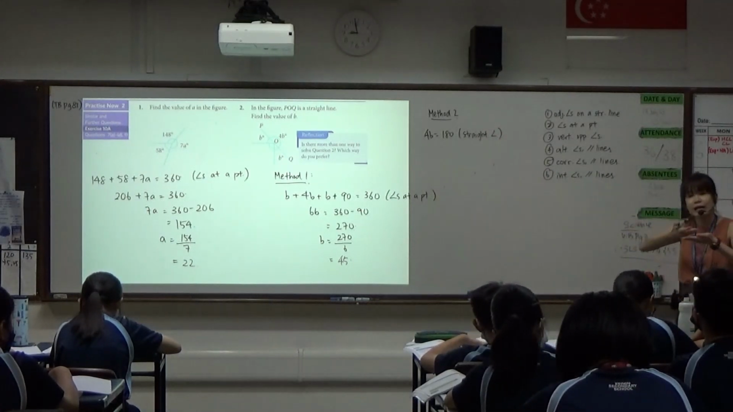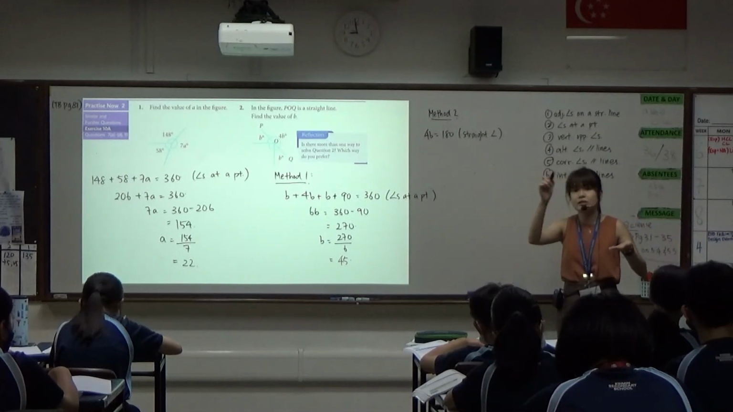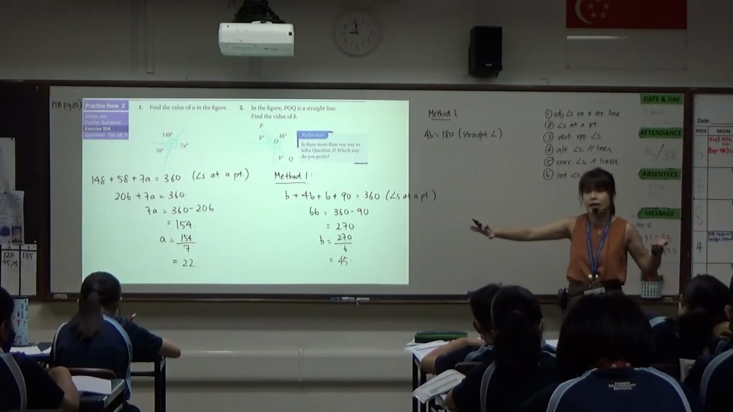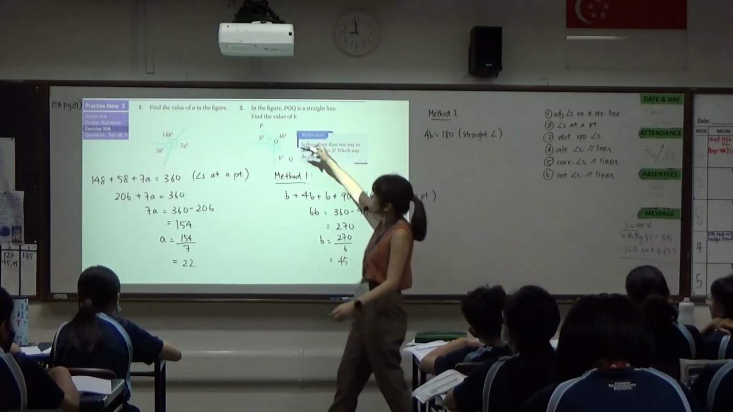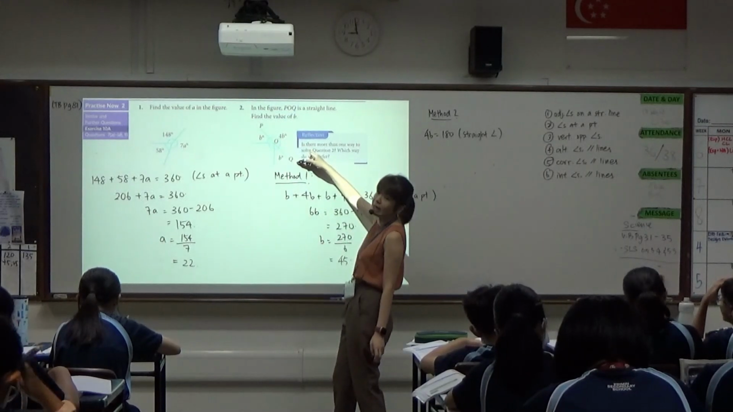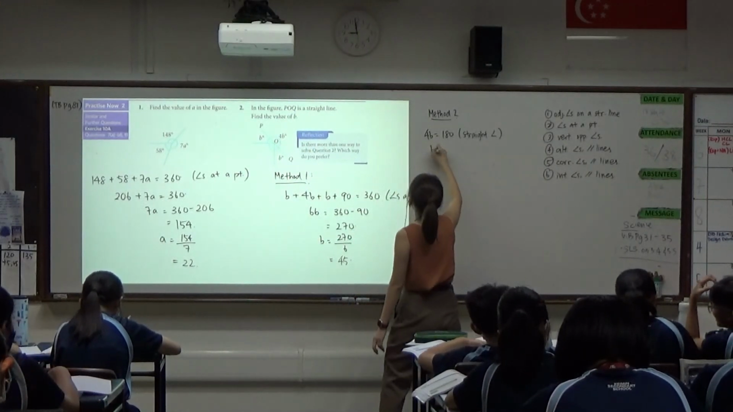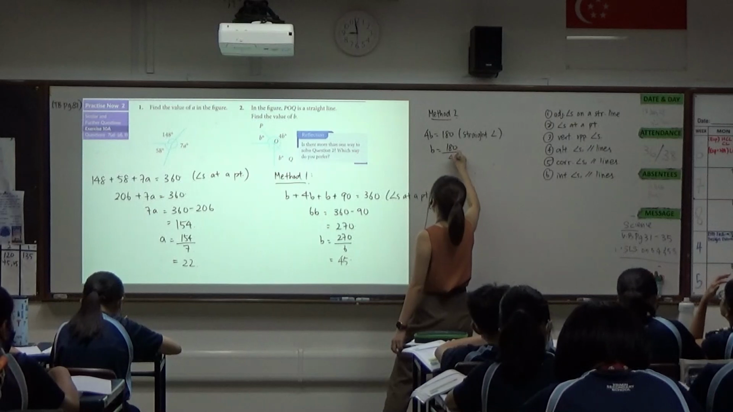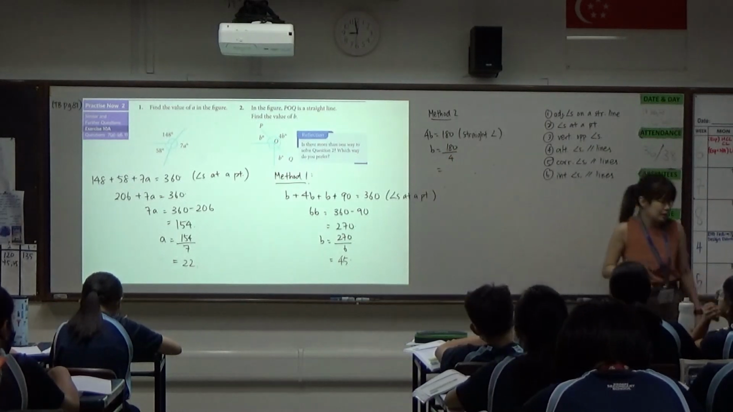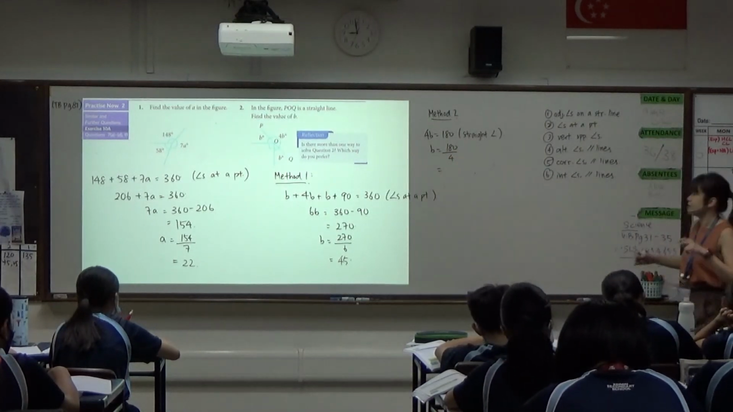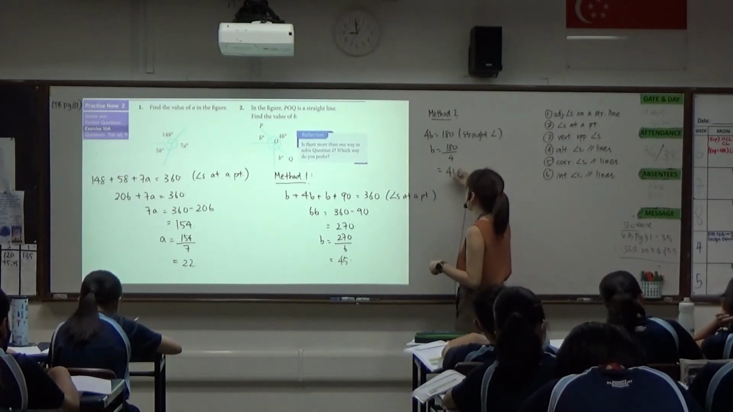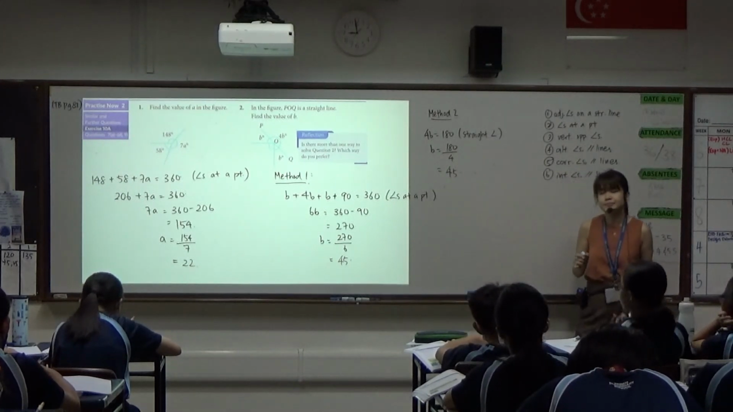Once we learn that a straight angle is just one single angle that is on the straight line, and that is 180 degrees, the question says that QOQ is a straight line. Then we can find b to be 180 divided by 4, and then we will get 45 as our answer as well. Questions?